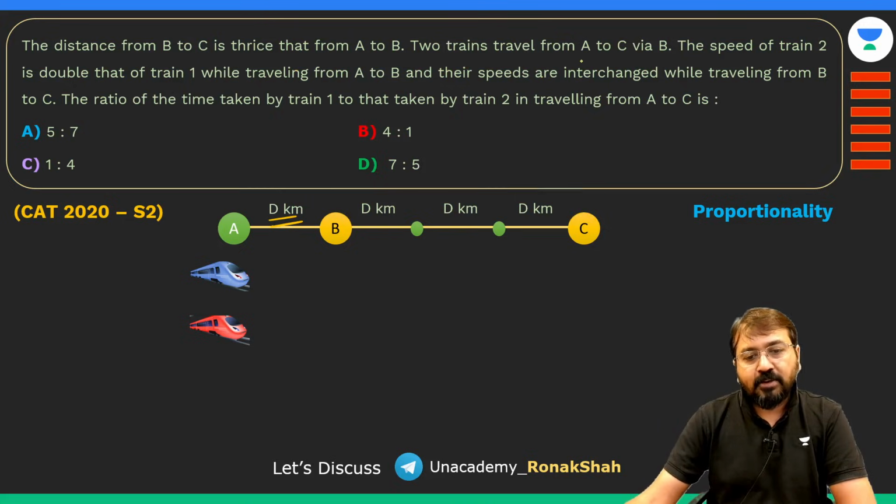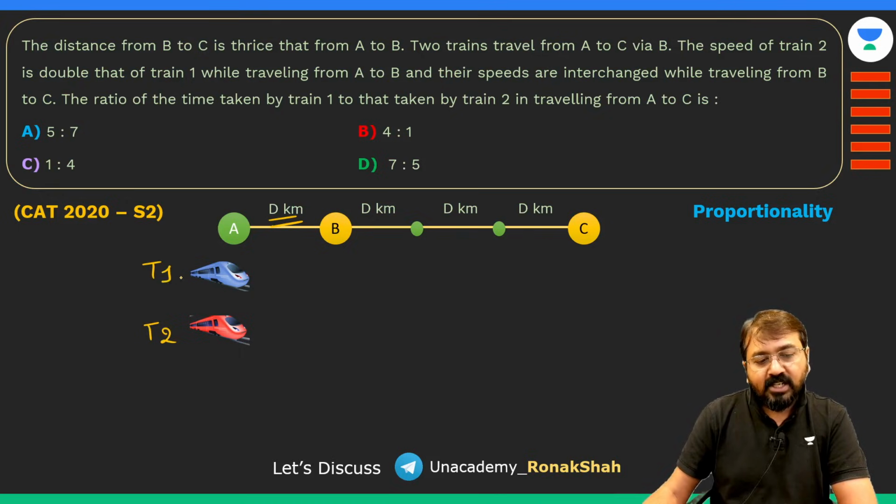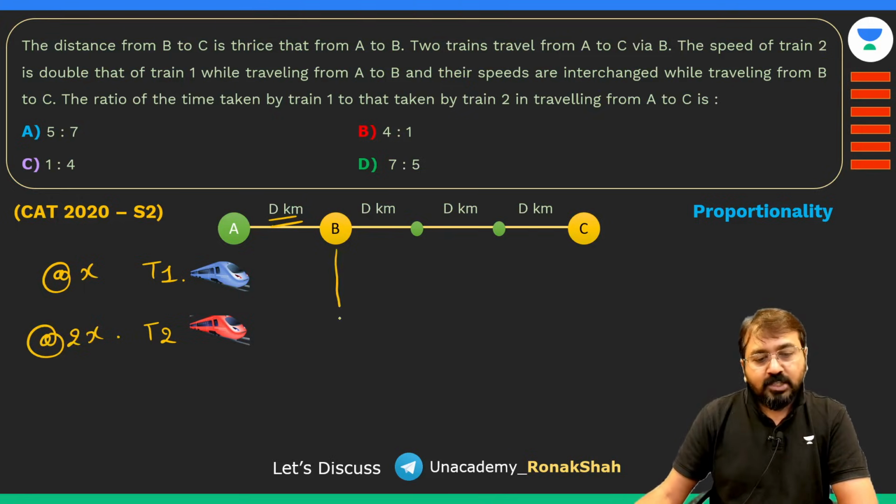Now two trains travel from A to C via B. The speed of train 2 is double that of train 1. So this is my train 2, this is my train 1. If this speed is say x, then this speed is 2x, double. And the speeds are interchanged while traveling from B to C. So after this point, the speeds are being interchanged.